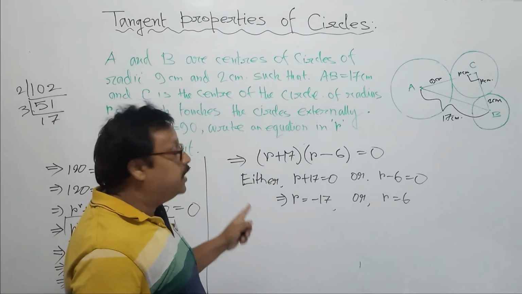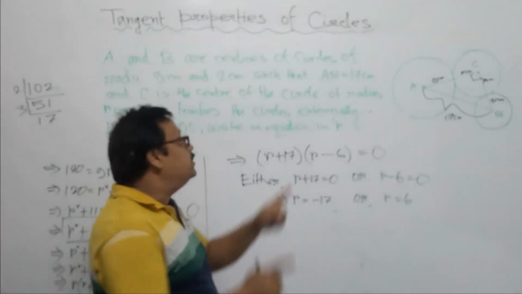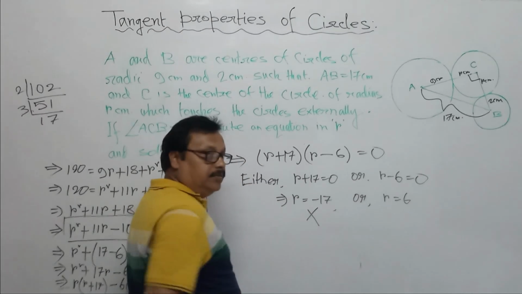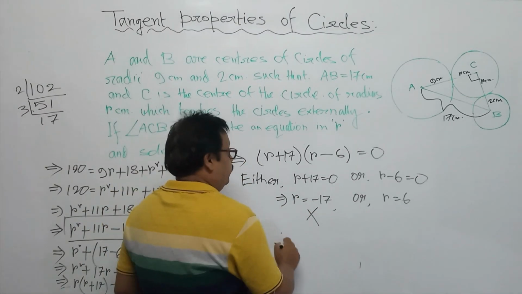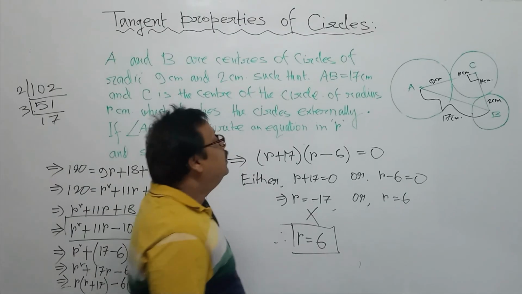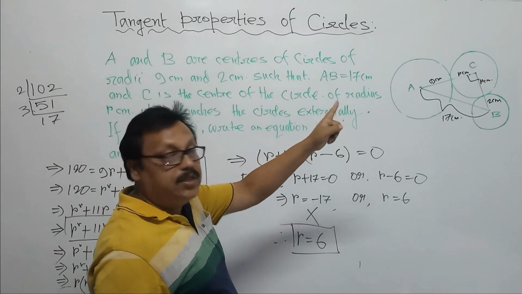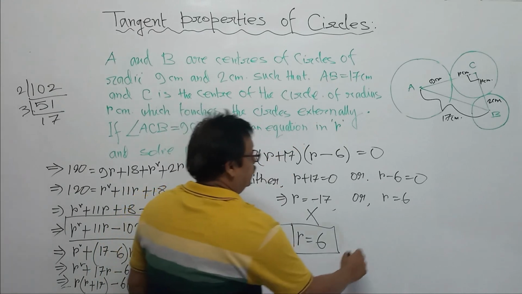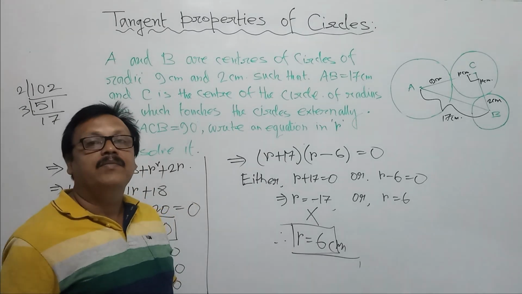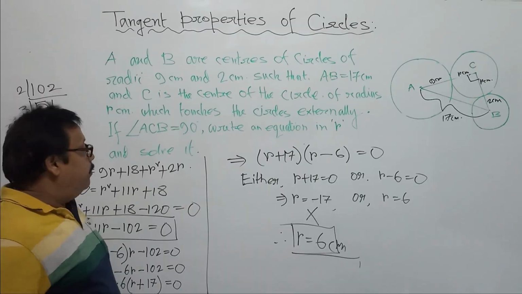Since radius cannot be negative, radius means a distance. Distance cannot be negative. That is, radius cannot be negative. Therefore, this portion is not acceptable. Therefore, r is equal to 6. That is, the radius of the circle with center C is equal to 6 centimeter. This is the answer. Clear? Now come to another problem.